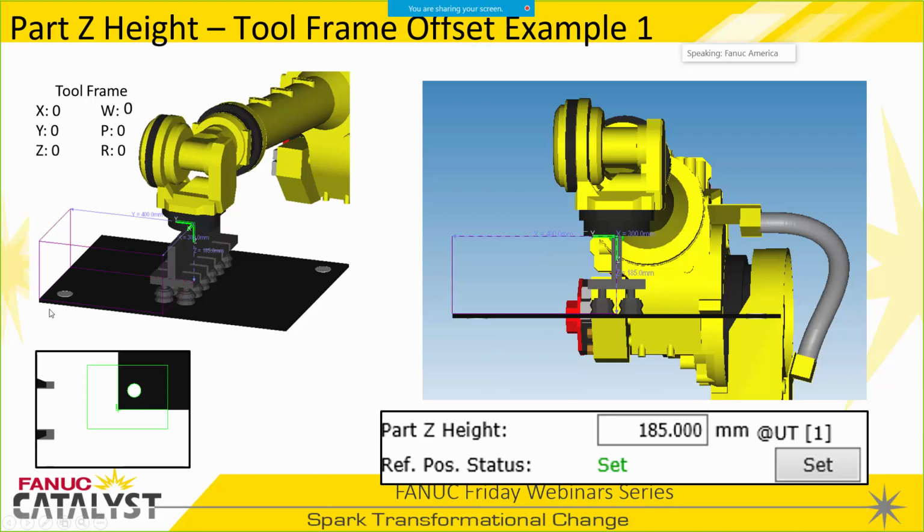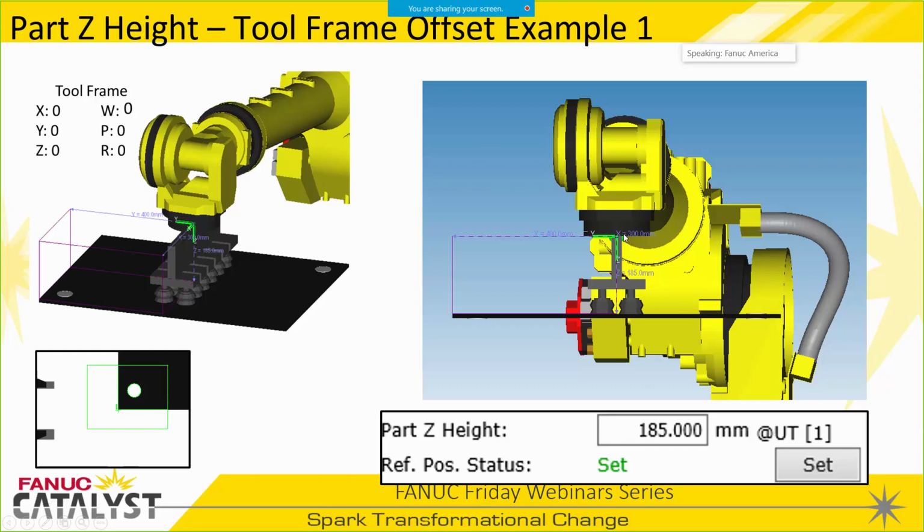So in this particular case, we're looking at this corner for this application. The tool frame is the default tool frame, so it's just all zeros. That means Z is pointing out of J6 from the center of the faceplate. And for this particular application, our feature is 185 millimeters below the faceplate. So the correct part Z height for this example would be 185 millimeters.